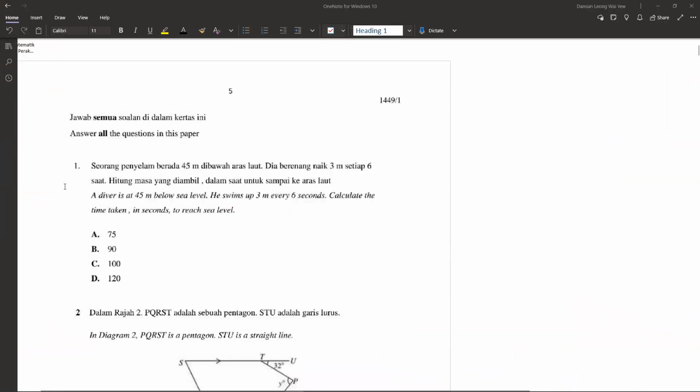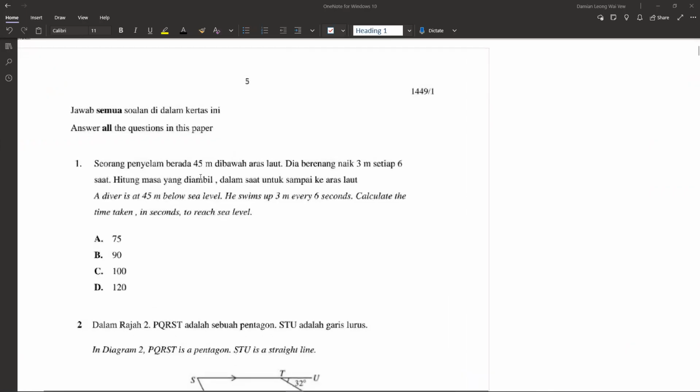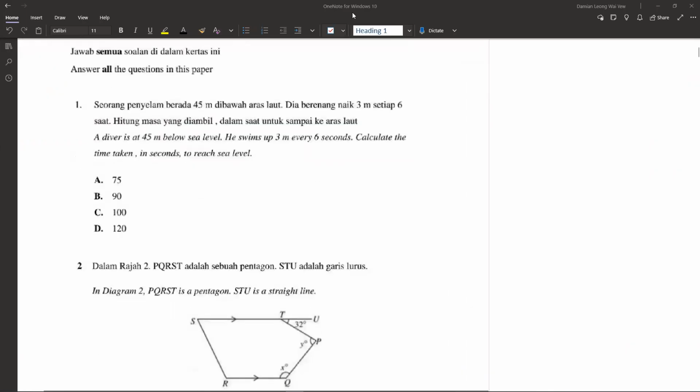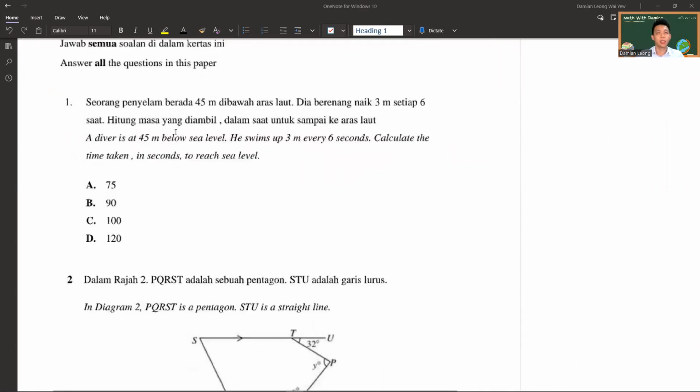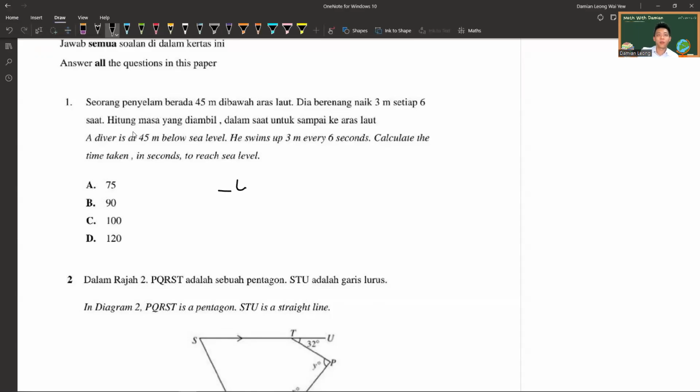If we look at question 1, a diver is at 45 meters below the sea level. He swims up 3 meters every 6 seconds. Calculate the time taken in seconds to reach sea level. So he starts at 45 meters below the sea level. Below the sea level means a negative value. So he starts at negative 45.